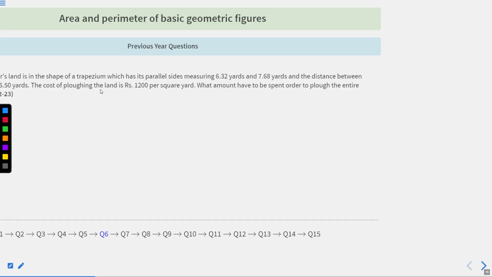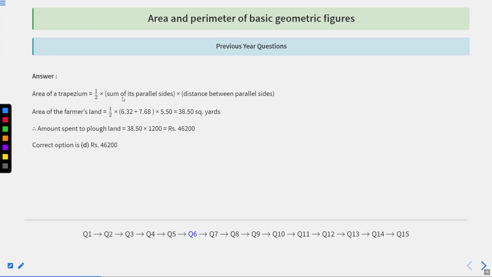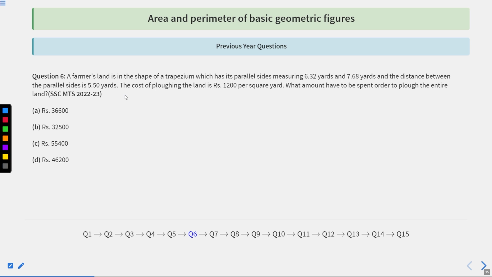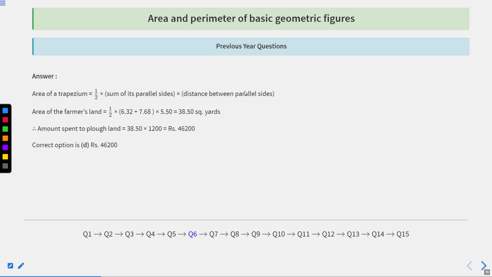Now try to recall the formula to find out the area of a trapezium. This question does not directly ask you to find the area, but indirectly you need to find out the area. Why? Because it says the cost of plowing per square yard is this. So to plow the complete land, you need to find the area. Then only you will be able to find the total cost to plow the complete land. So the area of the trapezium is required here. Area of trapezium is given by half into sum of its parallel sides and distance between parallel sides.